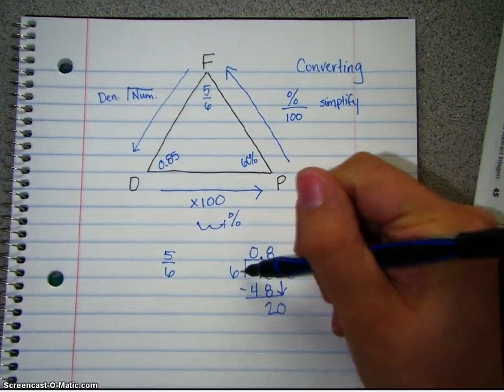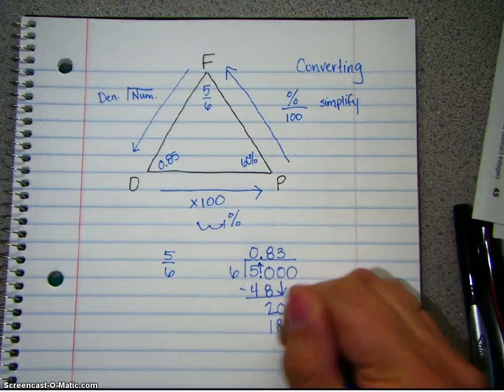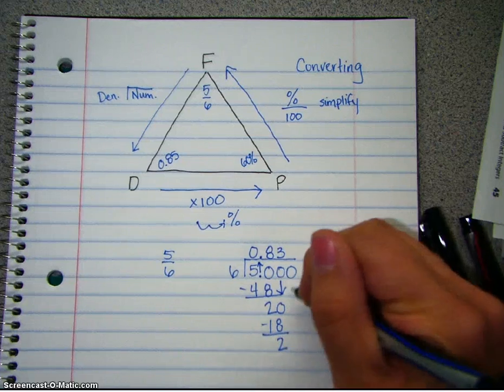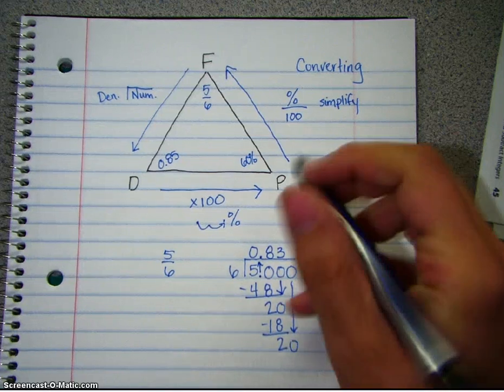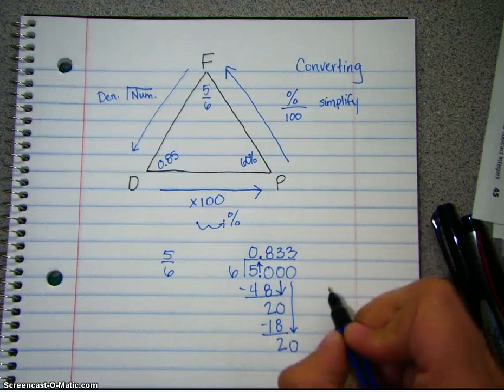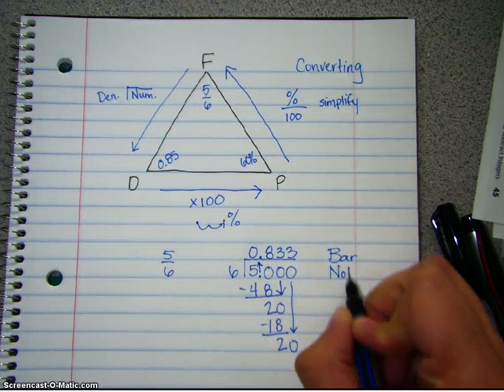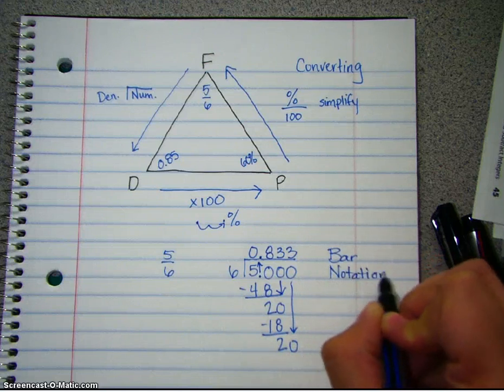Bring down the 0. 6 goes into 20 3 times. 3 times 6 is 18. Subtract and I get 2 again, which tells me that this is going to be a repeating decimal. Now, when we have a repeating decimal, we have a term called bar notation.